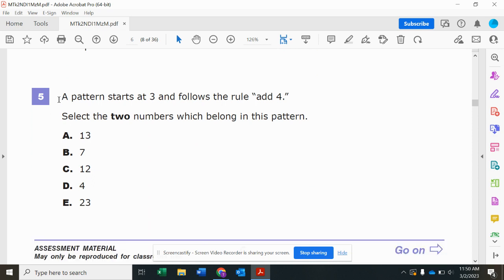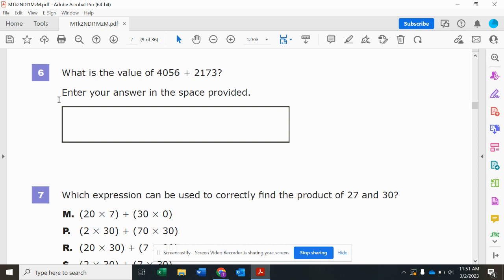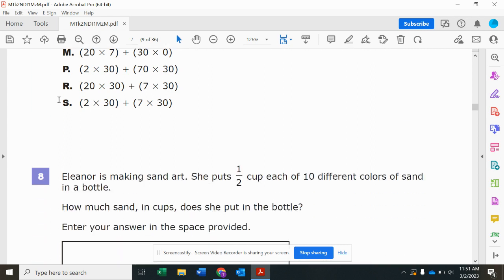Question 5. A pattern starts at 3 and follows the rule add 4. Select the 2 numbers which belong to this pattern. Question 6. What is the value of 4,056 plus 2,173? Question 7. Which expression can be used to correctly find the product of 27 and 30?